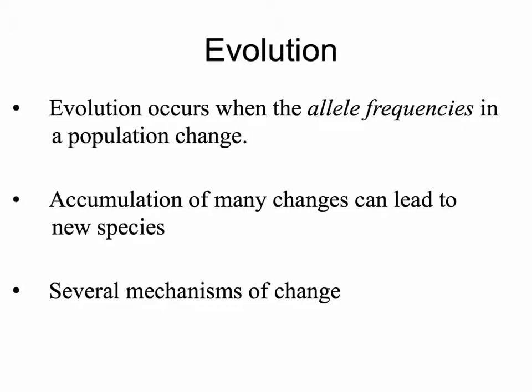We have defined evolution as change in allele frequencies of a population over time. The changes of these allele frequencies can accumulate and cause changes in the overall population, which eventually can accumulate and cause the formation of a brand new species, a process called speciation. There are several mechanisms by which these changes in allele frequencies can occur.